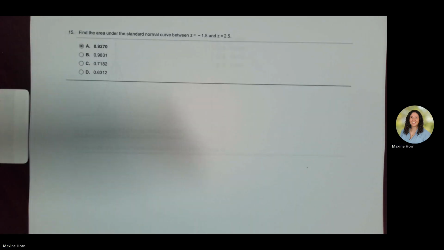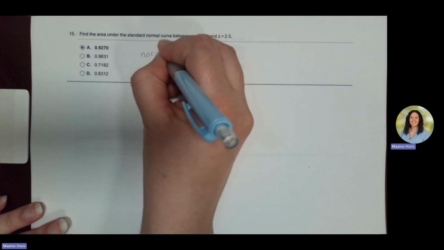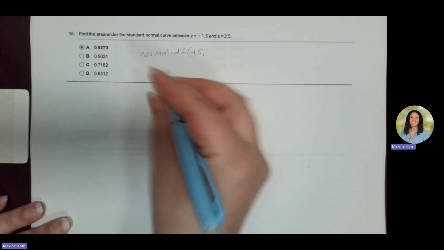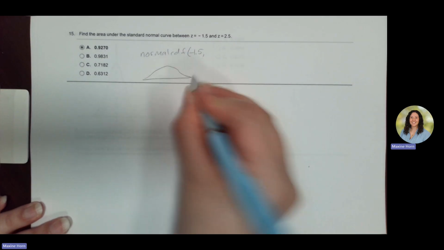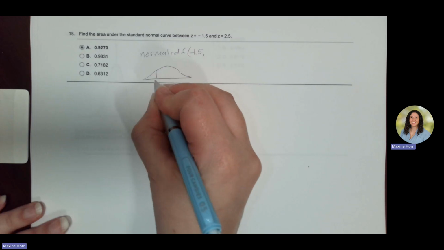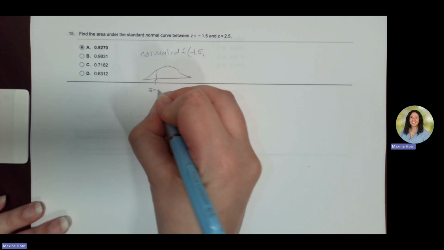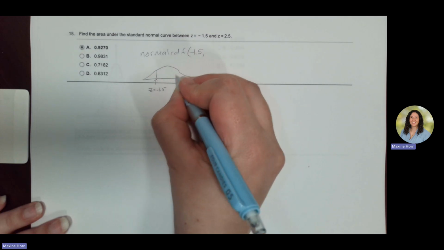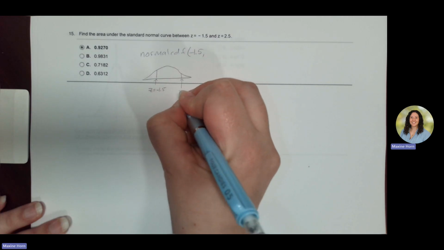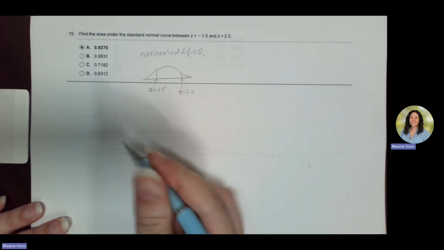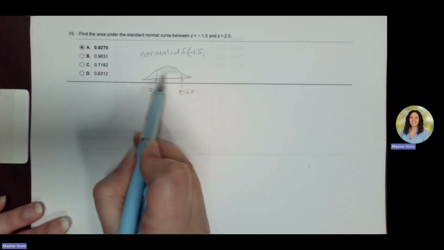Okay. Find the area under the standard normal curve between those two values. So I'm not going to do this using the table. We're just going to do it in the calculator. Normal CDF. Our lower bound is negative 1.5. So again, it's always a good idea to draw. I have a z-score of negative 1.5, and then I go to a z-score of 2.5, and I want the area in between them.